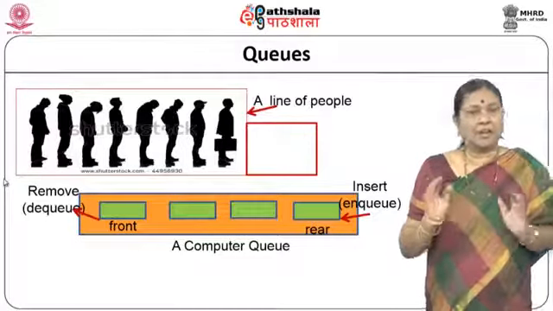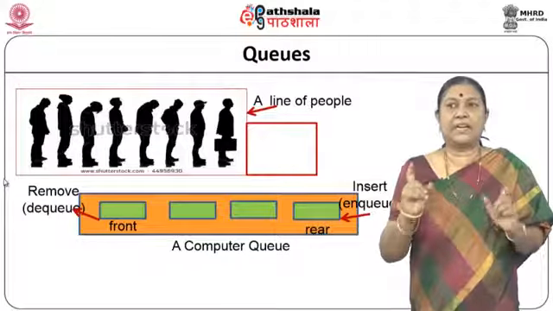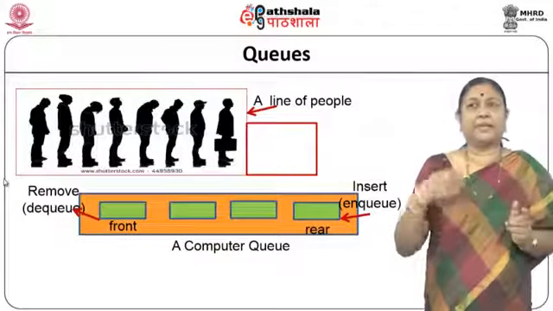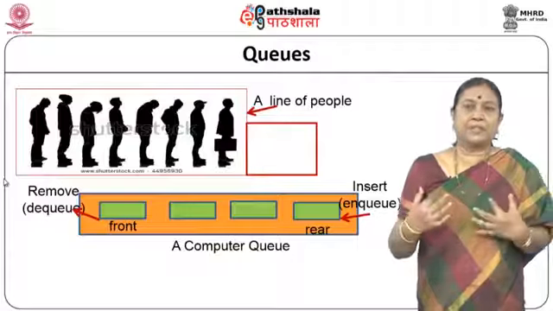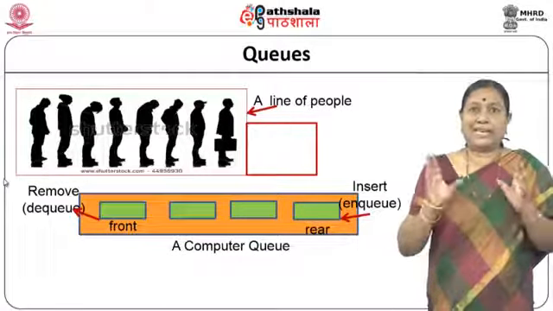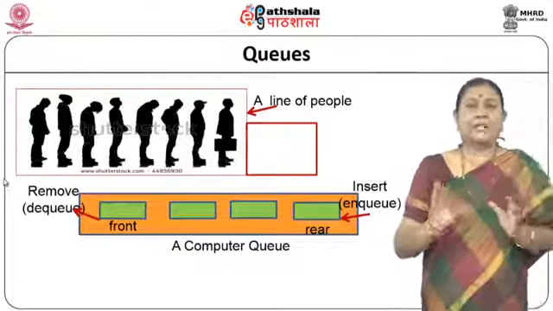Here, as I already told you, we have two specially designated ends called the front of the queue and the rear of the queue. And what is this front of the queue? Now, as we already said, in any data structure, you have insertion and deletion.